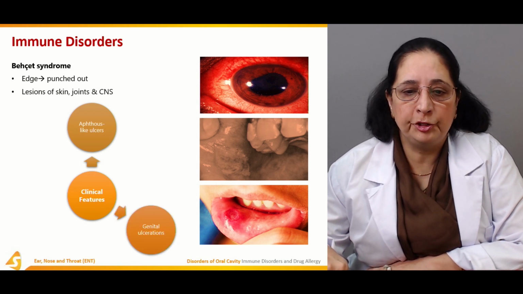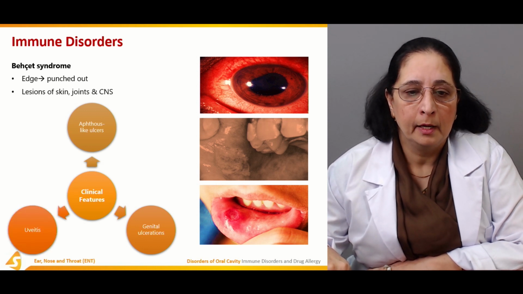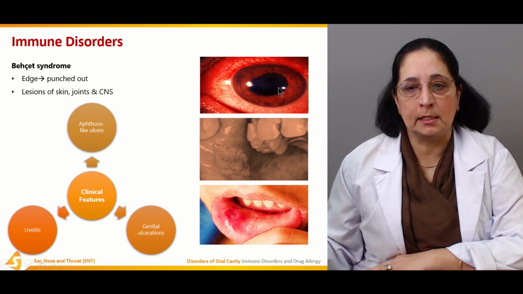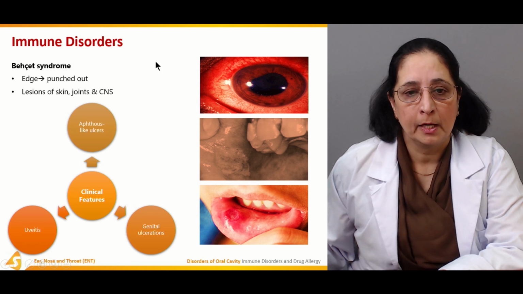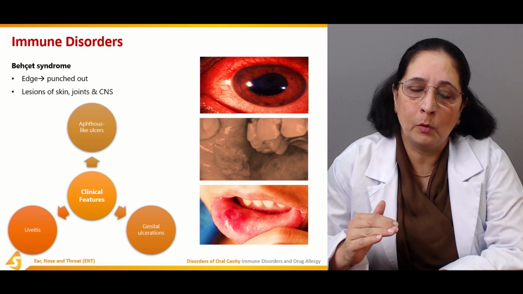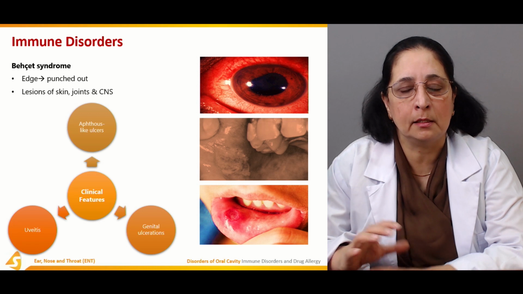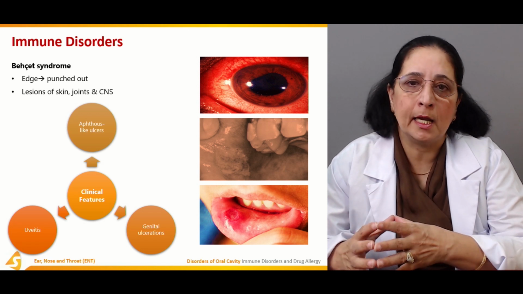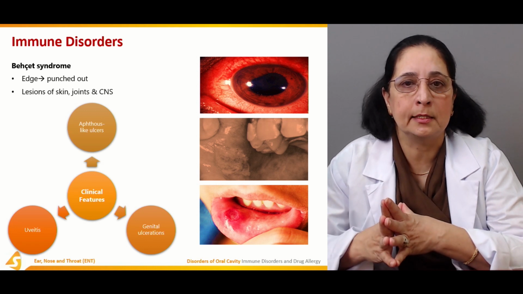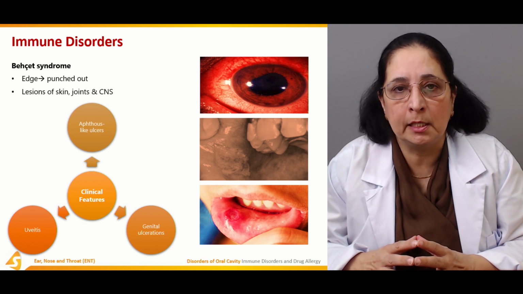Then we have genital ulceration also present in Behçet's syndrome. Uveitis, meaning the eyes are involved, is present in Behçet's syndrome. So these are some differentiating features. Ulcers are more or less the same in Behçet's syndrome and the aphthous ulcer, but it involves the eyes, it involves the genital system, which leads to genital ulceration, and it also affects the joints and the central nervous system.